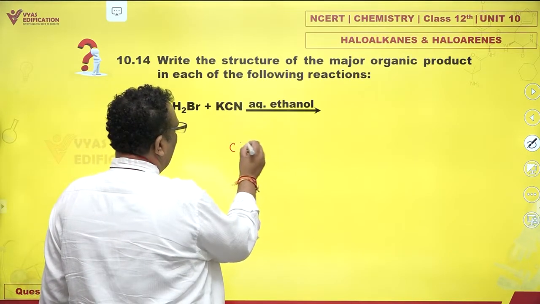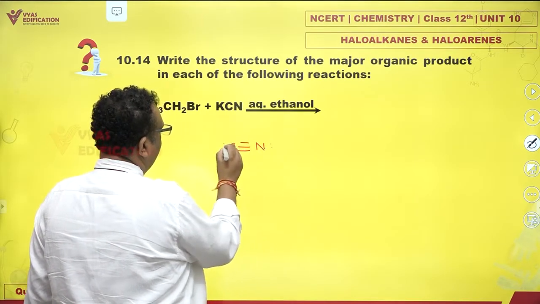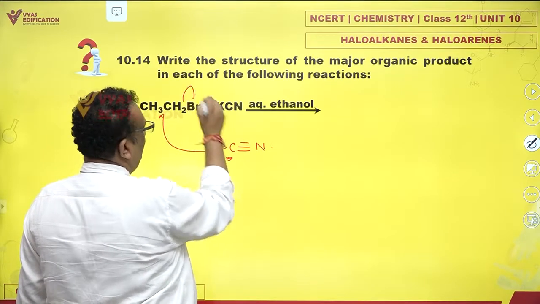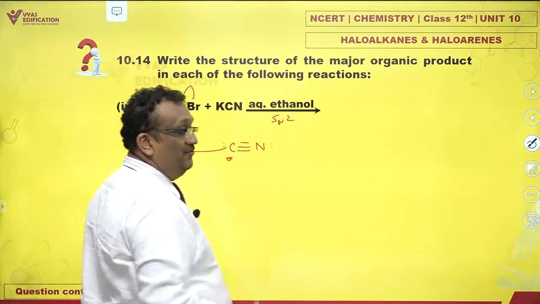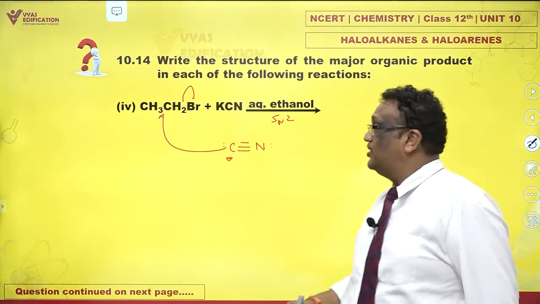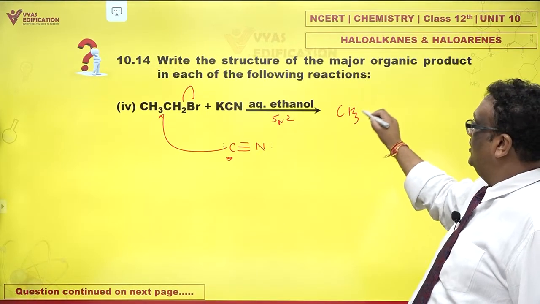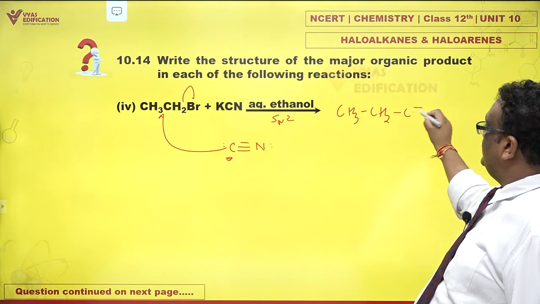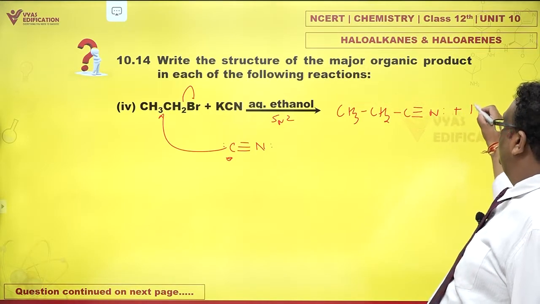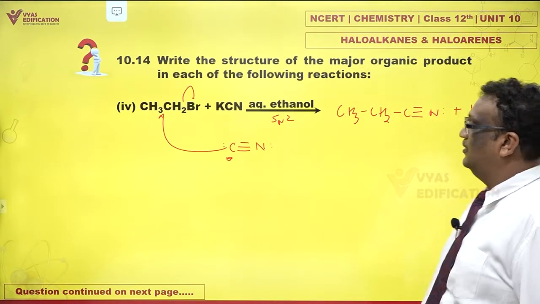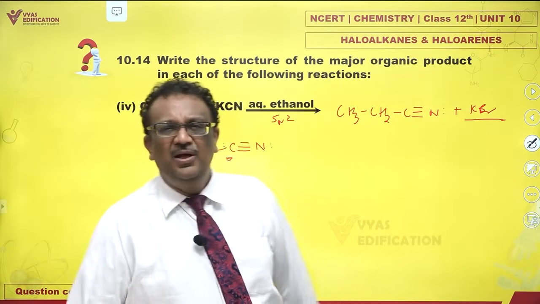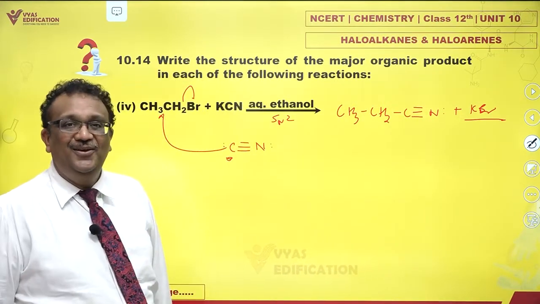CH3CH2Br with aqueous ethanol and potassium cyanide. Cyanide is a classic nucleophile. Attack. A beautiful, fast, quick and rapid SN2 reaction, and you get CH3CH2CN. This is the reaction which is going to happen easily, happily, and quickly.